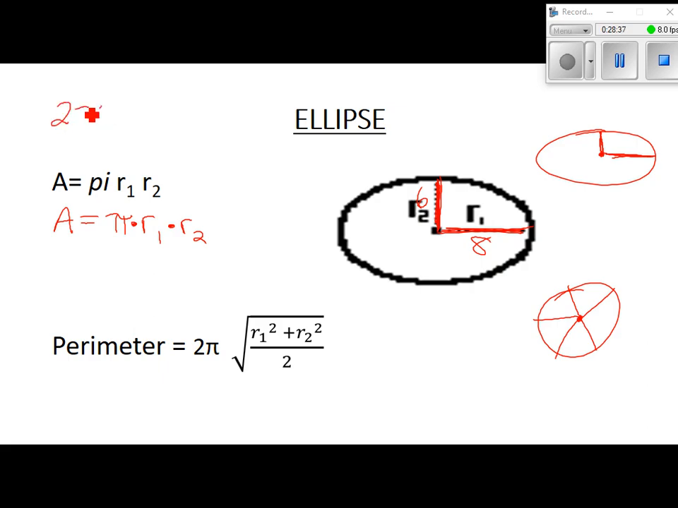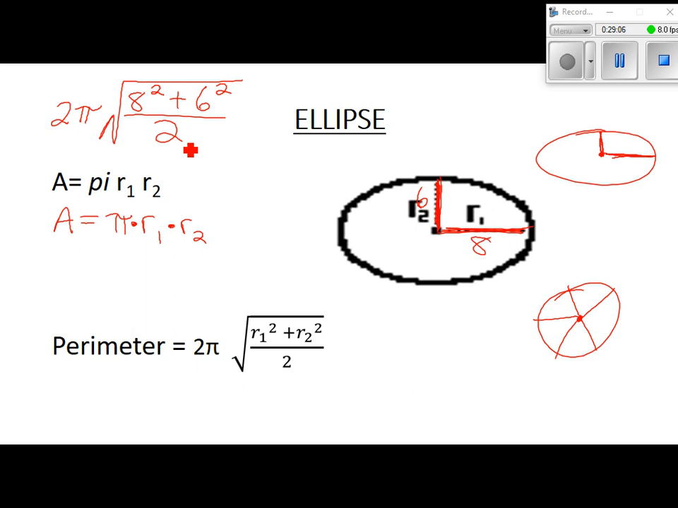So it's 2 times pi times the square root of, what's radius 1? 8. So 8 squared plus, what's radius 2? 6 squared divided by 2. Everybody plug that into a calculator and figure it out. Then we're going to talk about the 75 different answers that you get.